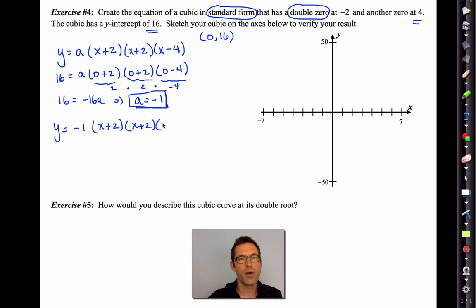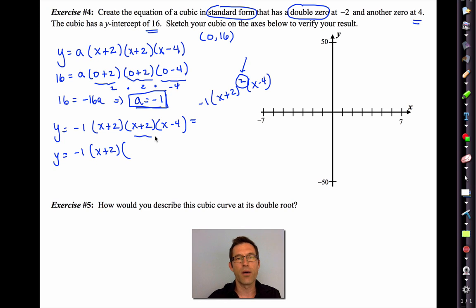All right, so here we are in factored form, right? This is my cubic in factored form. Some people would even write it like this, -1 times (x plus 2) squared times (x minus 4), right? So that double root is because our power is to the second. But let's multiply it all out. Again, for me, I will tend to multiply all this out first.